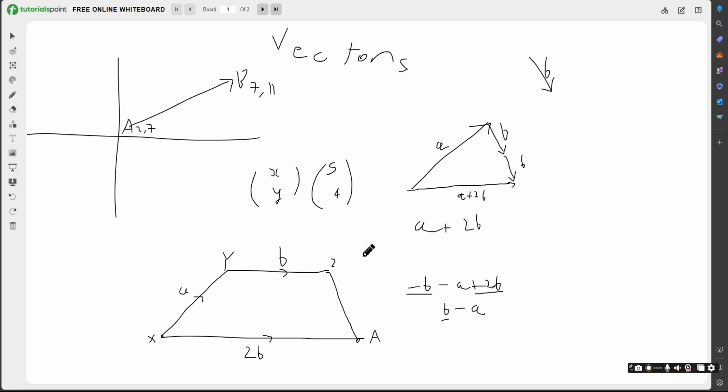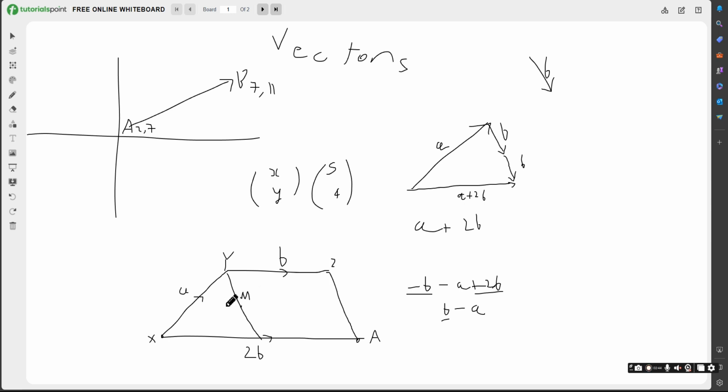Oh, and then harder vector questions. I'll go over this when I get onto further maths IGCSE. I don't think this comes up in normal maths, but sometimes you'll be asked to find the ratio of, let's say you've got a point M and you know a fact about this. You might be told to find the ratio between XM and MZ.